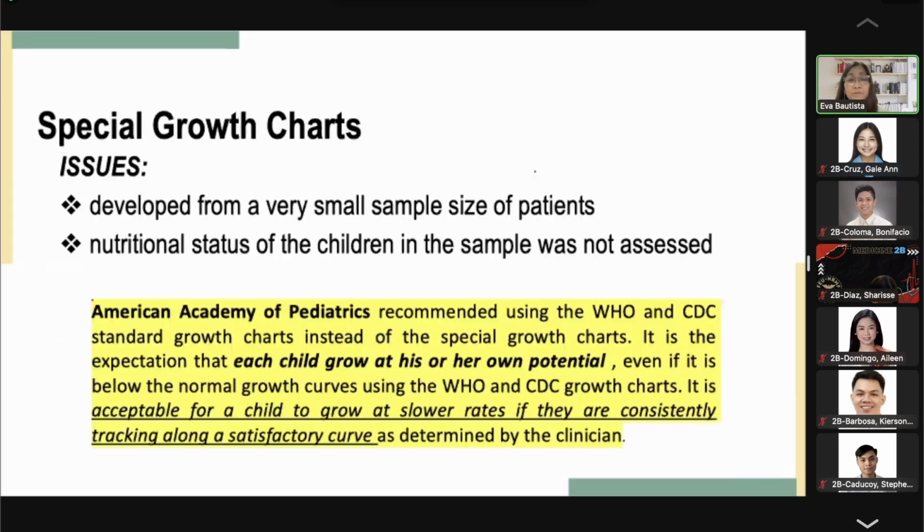But there are many issues in using these special growth charts. It was developed using a very small sample size of patients. And the nutritional status was not assessed as well. Okay. So the AAP still recommends the use of WHO and CDC growth charts instead of special growth charts, okay? With the expectation that each child has the potential to grow. But of course, we interpret it also based on the condition of the child.